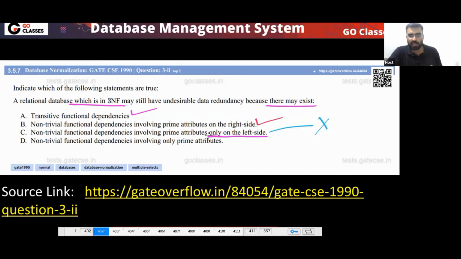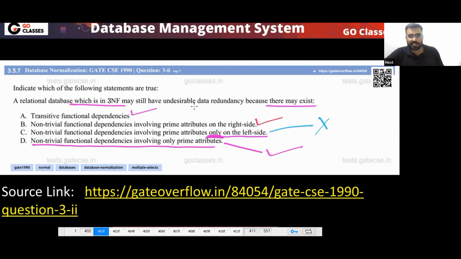Why? Because of this word only. Because it is saying that prime attributes are only on LHS, which means on RHS you have a non-prime attribute. That is the problem. What about this one? Involving only prime attribute. This is fine, there is no problem, right?